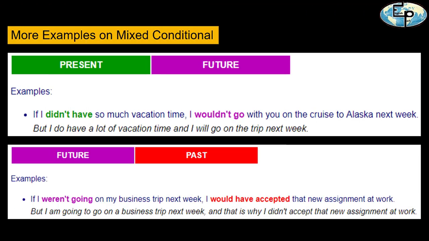More examples on mixed conditional. Present, future: If I didn't have so much vacation time, I wouldn't go with you on the cruise to Alaska next week. But I do have a lot of vacation time and I will go on the trip next week. Future, past: If I weren't going on my business trip next week, I would have accepted that new assignment at work. But I am going to go on a business trip next week, and that is why I didn't accept that new assignment at work.